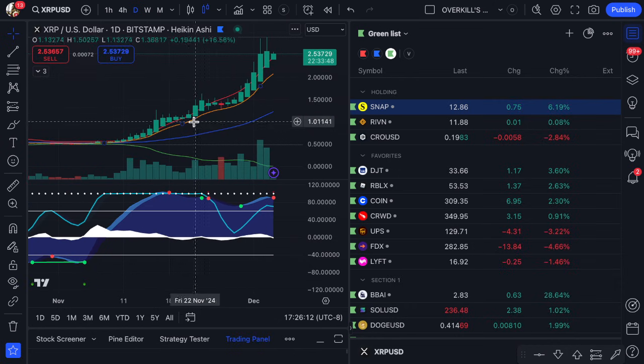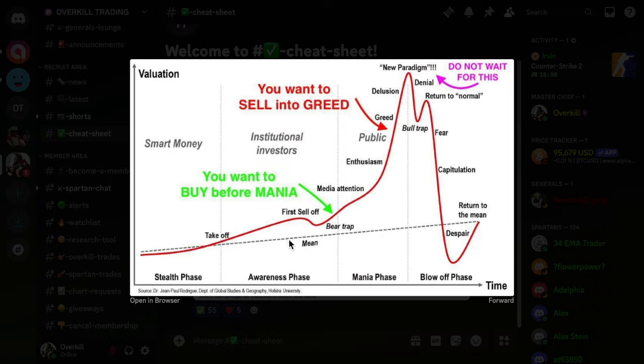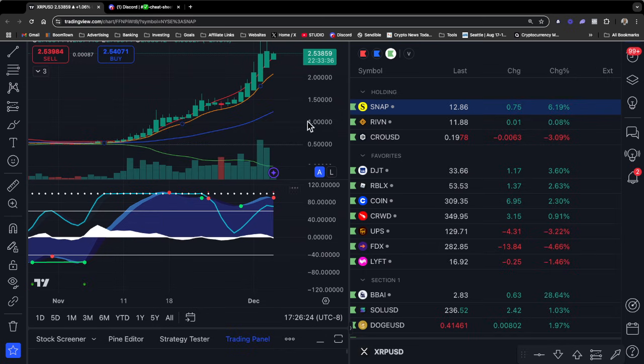And I'll show you some setups. So again, our job as traders is to buy at a fair price. Where is a fair price? A fair price is near the mean. And when I reference the mean, if I'm looking at this chart right here, I want to look at the 30 EMA.